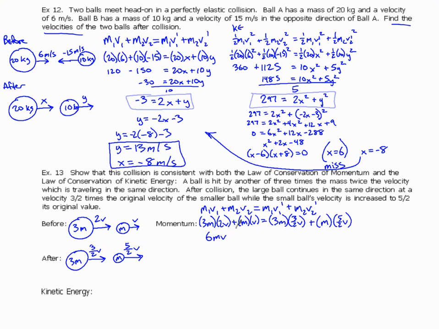6 mv plus mv equals 9/2 mv plus 5/2 mv. And so add these two together, that's 7 mv equals, and 9/2 plus 5/2 is 14/2, which is 7 mv. And this one checks out.